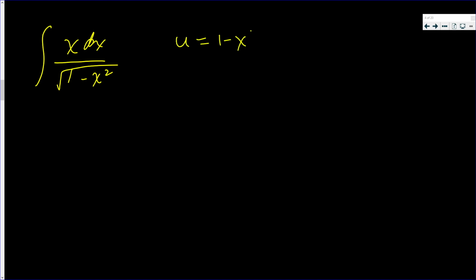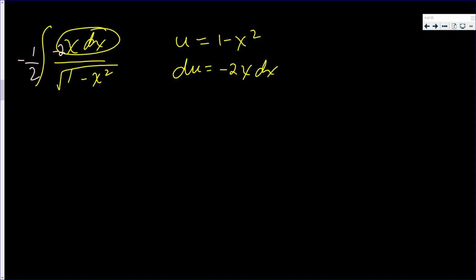Now, suppose you have the integral of x dx divided by the square root of 1 minus x squared. Now, I would definitely use u equals 1 minus x squared, because du will be a multiple of that. It'll be negative 2 x dx. Well, I have the x dx. I just need the negative 2.